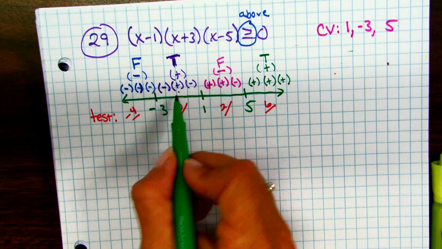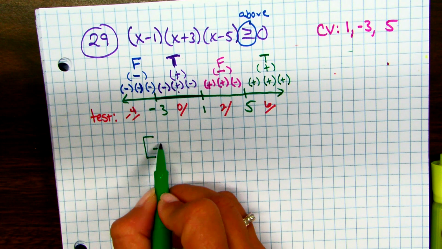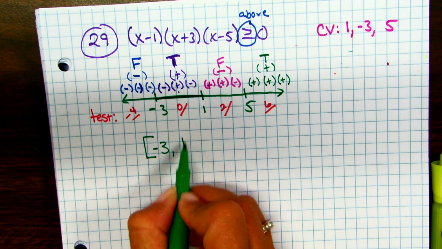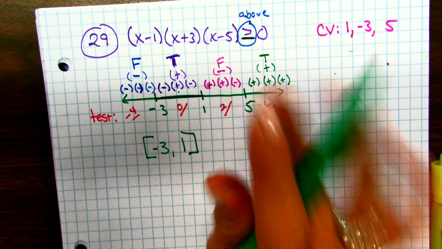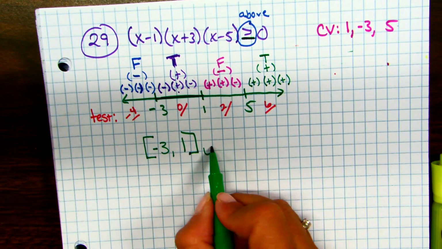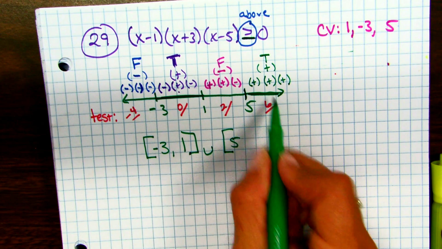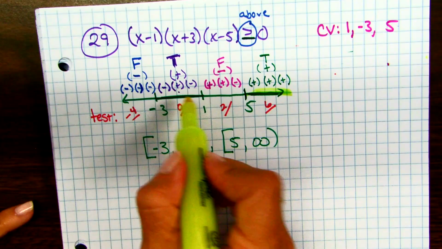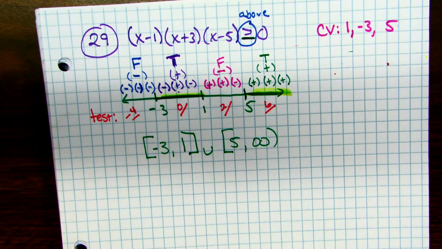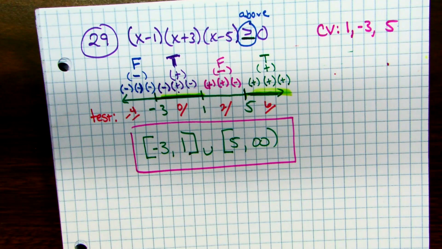True. So our answer is from -3 to 1, and I'm using brackets because of the equal to sign in the original problem. And from 5, right, to infinity. So this was, and this one. Those were our two chunks, intervals of the x-axis that were greater than or equal to 0. Okay?